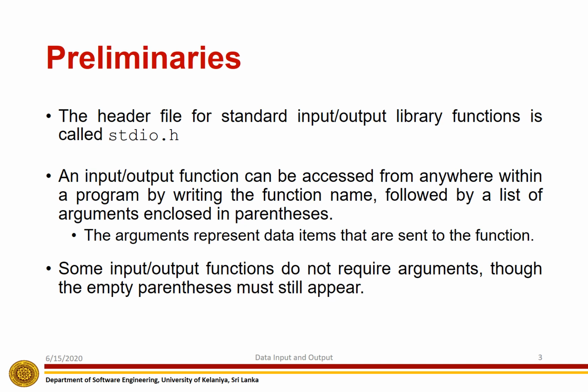An input or output function can be accessed from anywhere within a program simply by writing the function name followed by a list of arguments enclosed in parentheses. These arguments represent the data items that are sent to the function. Some input or output functions do not require arguments, though we still need to give the empty parentheses to indicate that we are not passing any arguments.